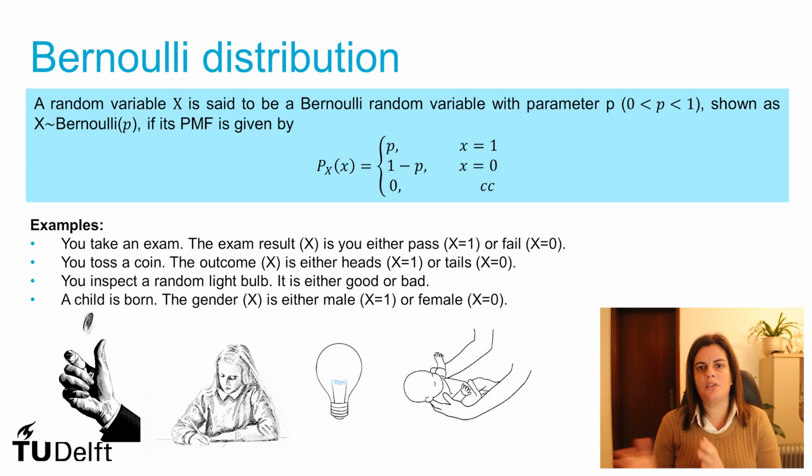So every time you have two cases and you have a probability for one and the other is 1 minus the probability of the other, because of course only one of the two events can occur, you say that the random variable is a Bernoulli.